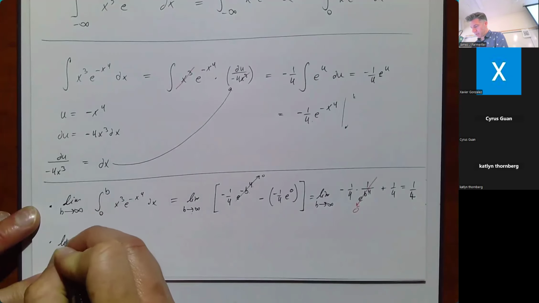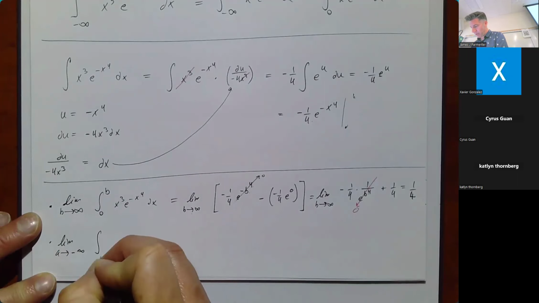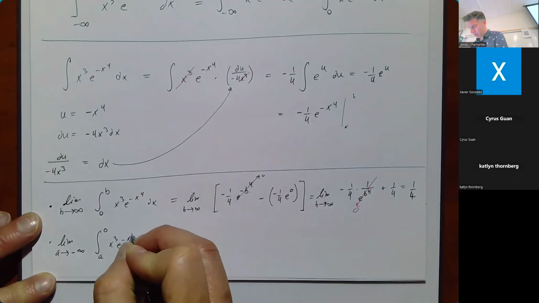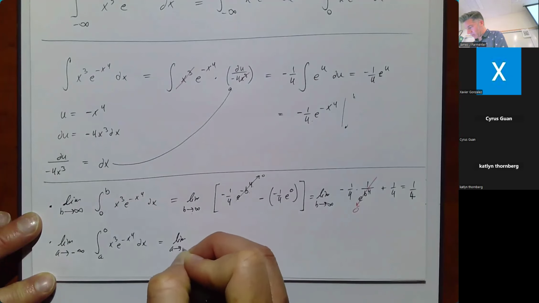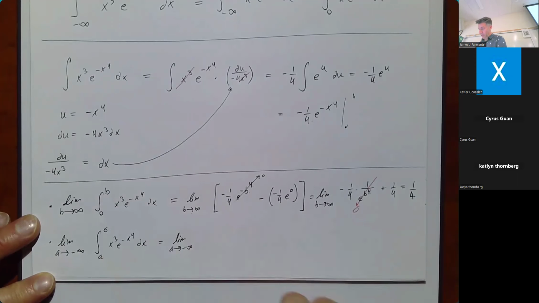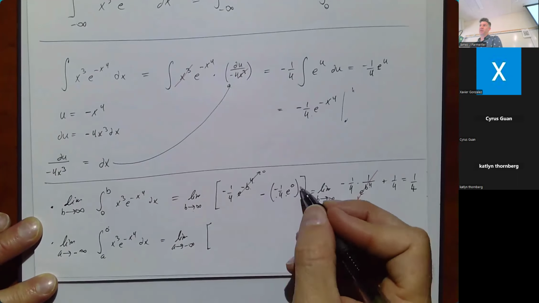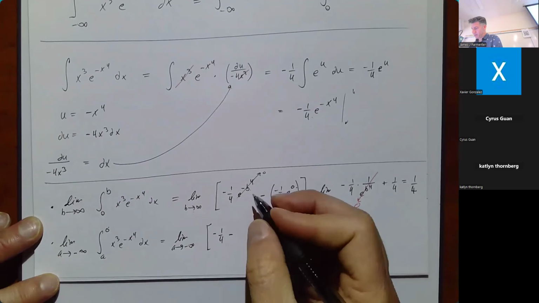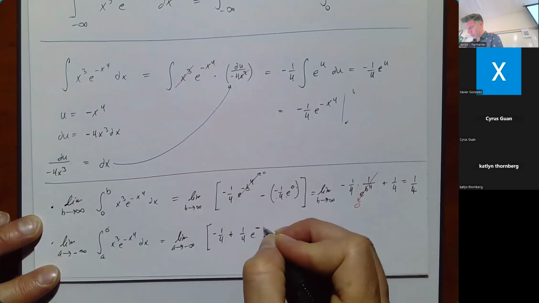We're going to do the limit as a goes to negative infinity of the integral from a to 0 of x cubed e to the negative x to the fourth dx. That's going to be the limit as a goes to negative infinity of, we're plugging in 0 first this time, negative 1/4 times e to the 0, which is just negative 1/4, minus negative 1/4. Let's make that a plus 1/4 e to the negative a to the fourth.